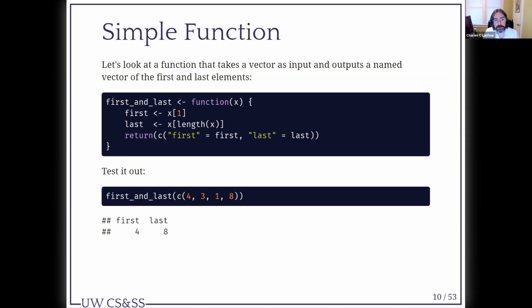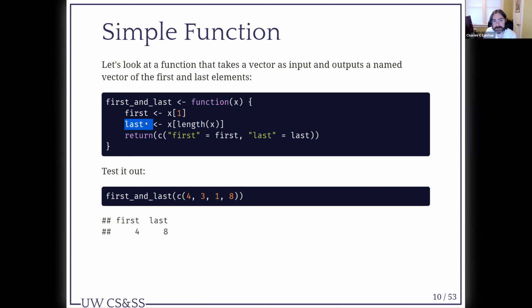So if I say first and last, the function I just generated, and I give it the vector c(4, 3, 1, 8), you can imagine replacing x up here in the body of the function with this vector c(4, 3, 1, 8). Subset to its first element, it's going to get the number 4 and assign it to first. Then c(4, 3, 1, 8) subset to the length of that vector. Well, the length of it is 4, so you can imagine this is replaced with 4. It's going to grab the last element of this and assign it to here. First here is the number 4.